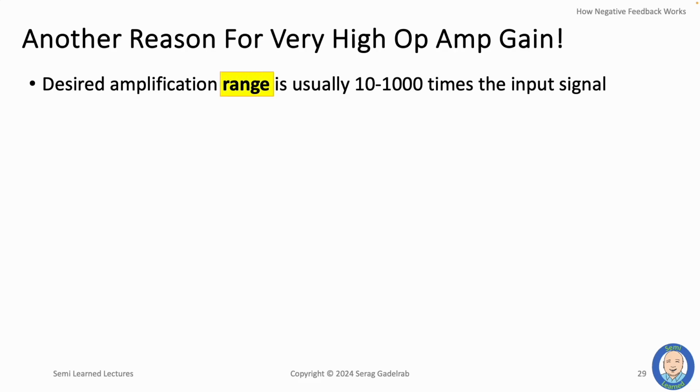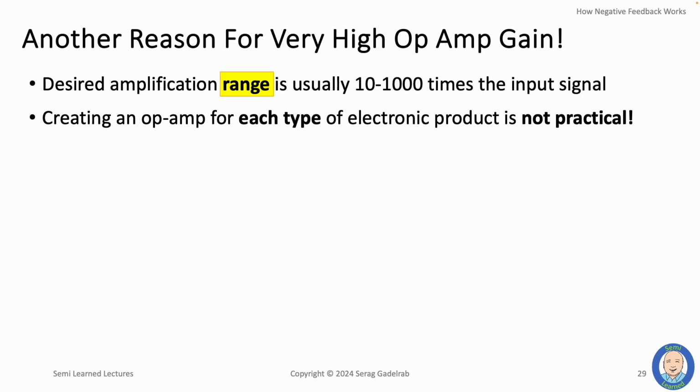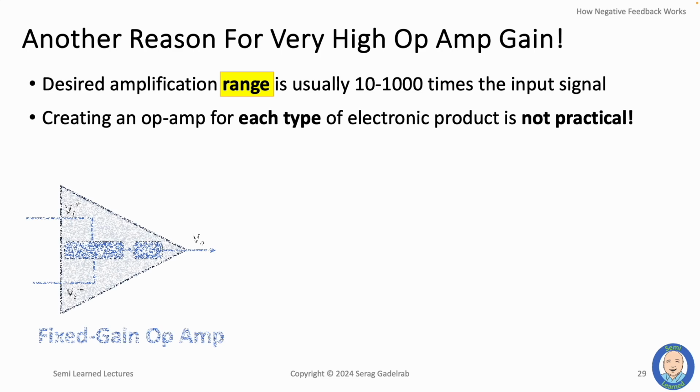Different products require different amplification ratios, but creating an op-amp for every type of electronic product is not desirable from a financial perspective. Makers of op-amps want to make one device that gets used in all electronic products that each have different amplification needs. They want to create a single op-amp that has a fixed gain factor and then have a method that adjusts the gain to whatever value is needed.